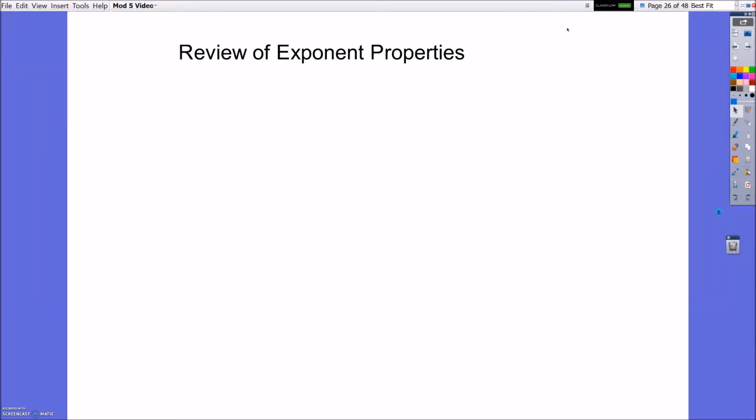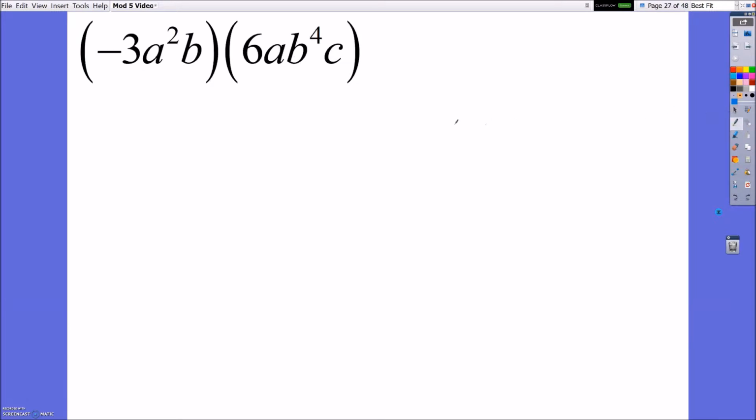Hey guys, today what we're going to be looking at is review of exponent properties. So what we're going to do is take what we remembered and just look at a few more examples. Now remember, I want us to look at numbers and just treat them like regular old numbers. So if I have -3 times 6, this is going to give me -18.